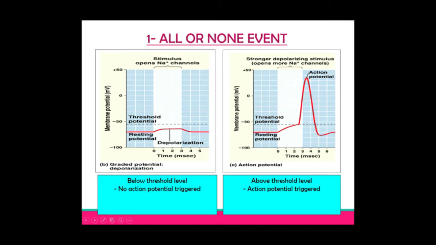All or none event: a stimulus that is strong enough to depolarize the membrane to the threshold level results in the transmission of an impulse along the axon. An action potential is an all or none event because either it occurs or it does not occur. The size of the action potential is constant, that is, it is not affected by the intensity of the stimulus. The amplitude of the action potential is constant.